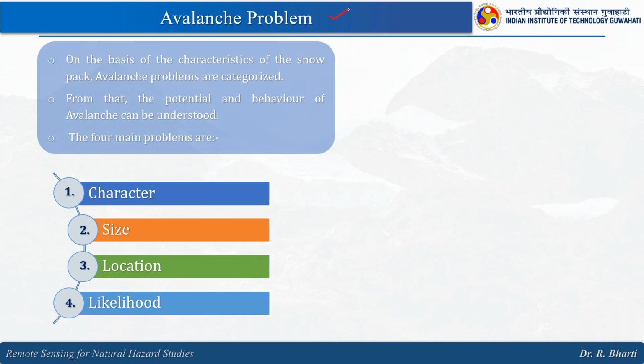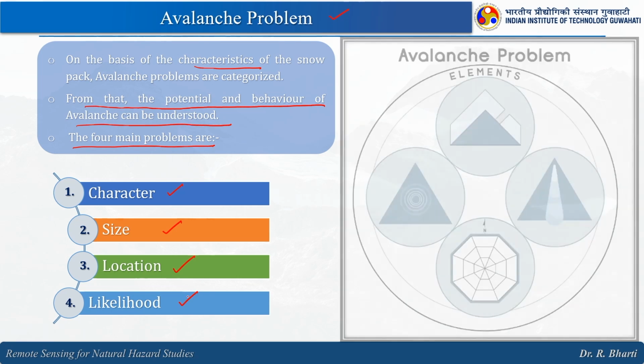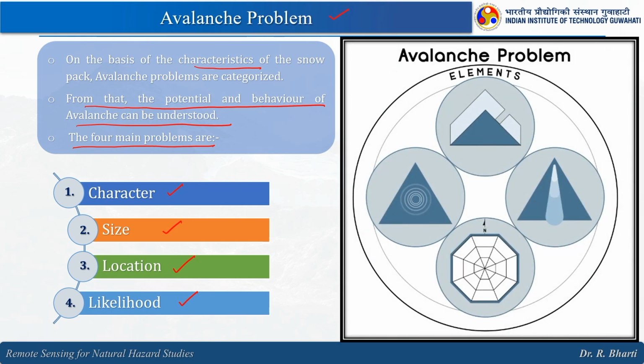To understand the avalanche problem, we have divided this into different categories based on the characteristics. From that, the potential and behavior of avalanches can be understood. The four main problems are the character, size, location and likelihood. This is what we are going to see here. This is a very nice diagram related to the avalanche problem. Here these are the four elements: character, size, location, likelihood.